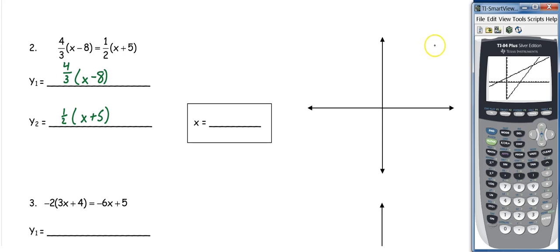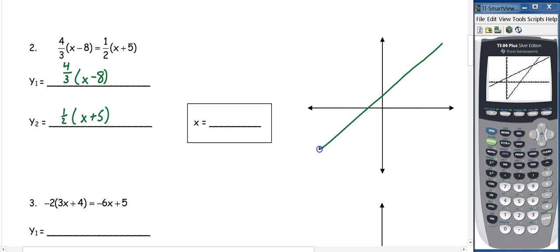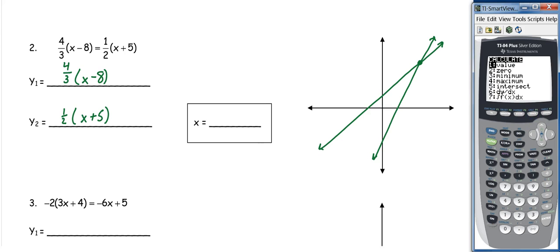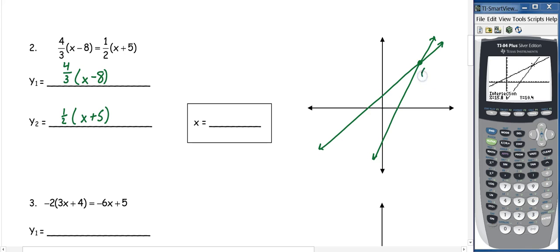So I'm going to draw a picture sketching out my graph. I have one line coming across this way, arrows, and one line coming across this way, arrows. Here's my intersection. To find your intersection, second trace, 5, enter, enter. We can move it closer for our guess if we want. Enter. And it gives us our intersection is 15.8, 10.4. So my x value then is 15.8.